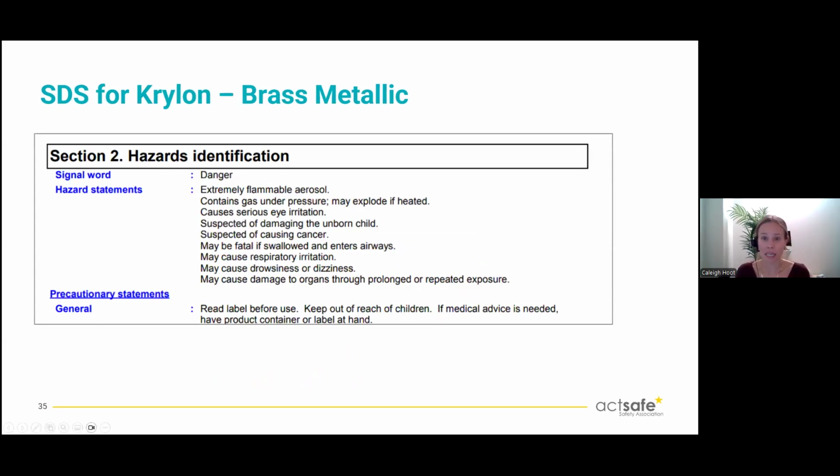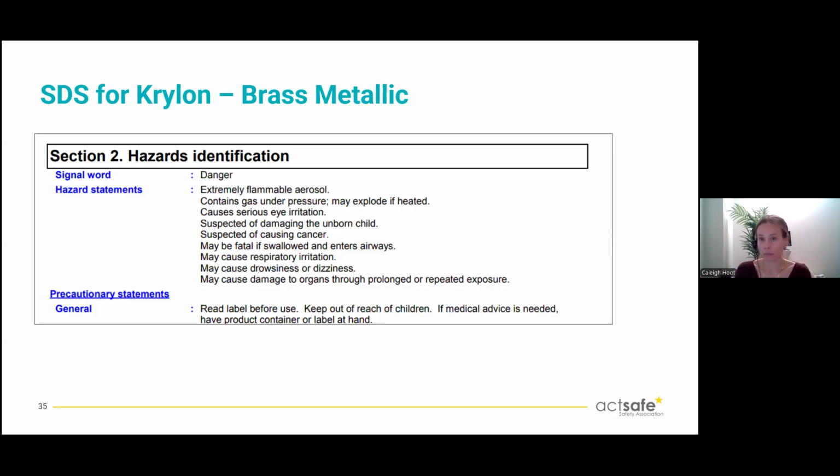So this is the same section, just split into two. We can see our signal words here. Danger is our signal word. We use words like danger or warning to quickly indicate the severity of the hazard. Warning is usually used for less severe hazards, where danger is used for more severe hazards. If no signal word appears, it means the product classification just doesn't require one. So that's fine.